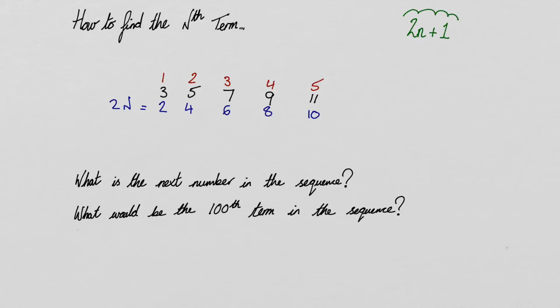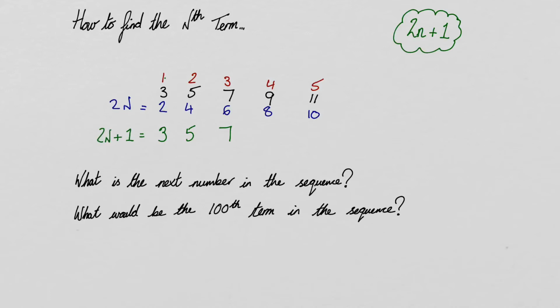And this here, that's our nth term for this sequence of numbers. Because when we apply this, we say, 2 times n, so 2 times 1 is 2, plus 1 is 3. Then we do 2n plus 1, 2 times 2 is 4, plus 1 is 5. And then we do 2 times 3, 6, plus 1 is 7. So that is our nth term for the sequence of numbers.